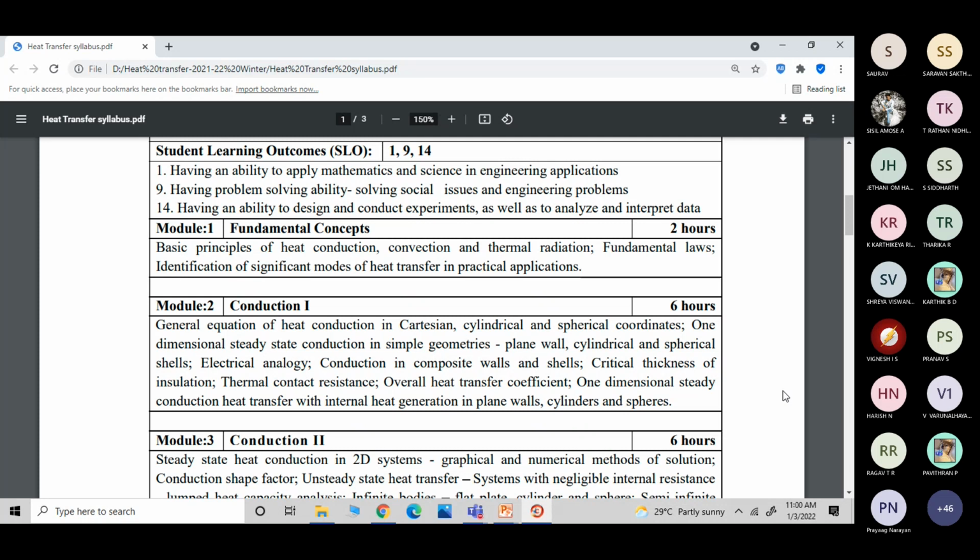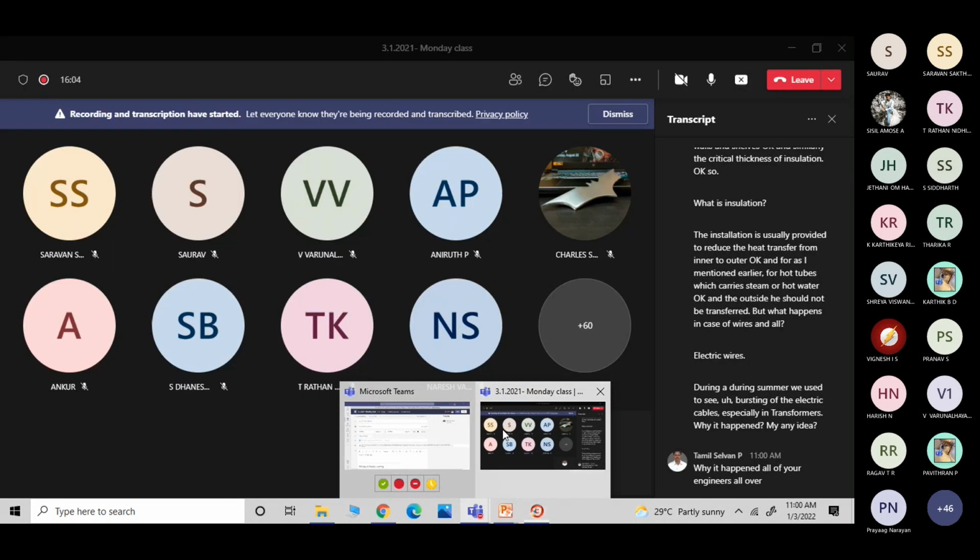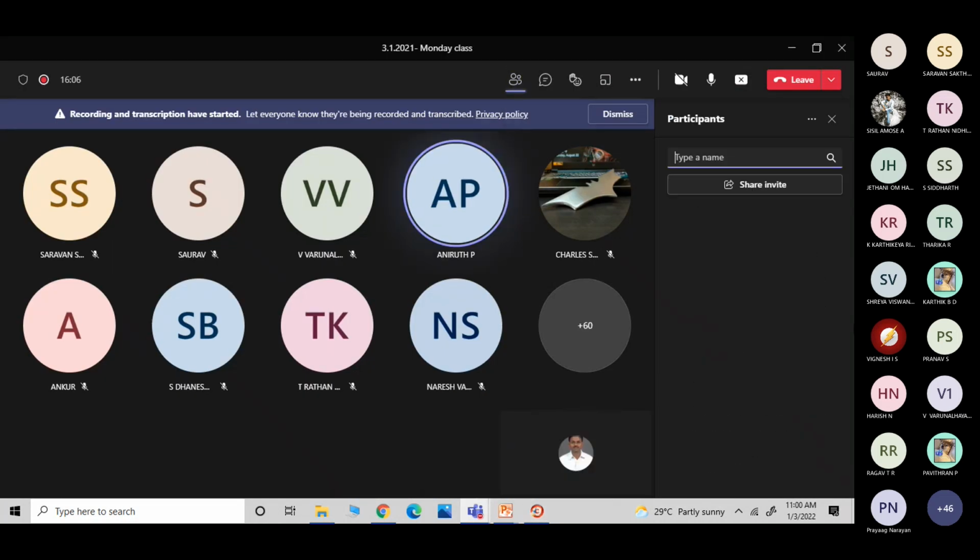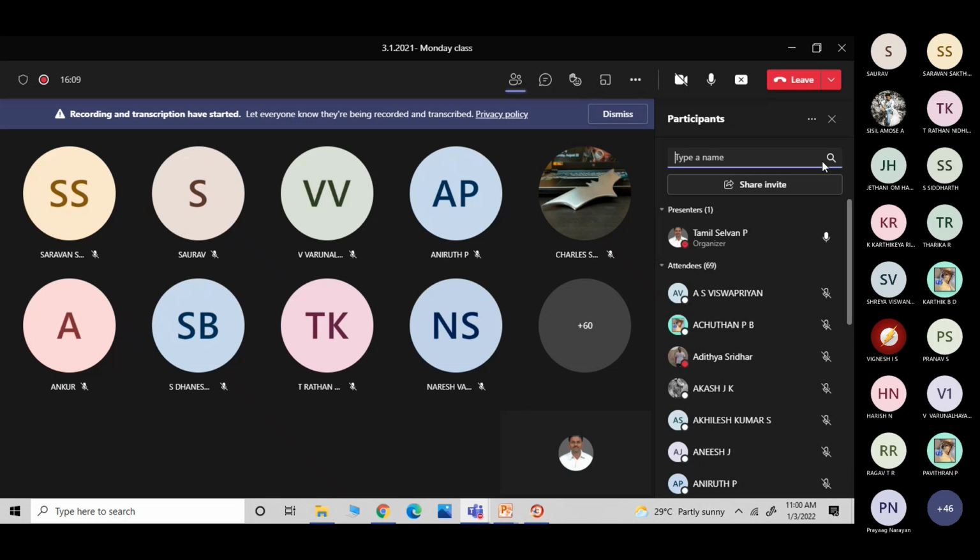electric wires? During summer, we used to see bursting of electric cables, especially in transformers. Why did it happen, ma'am? Any idea? Why did it happen? All of you engineers, are you there? How many students are there? Yes, sir. What happens, man?